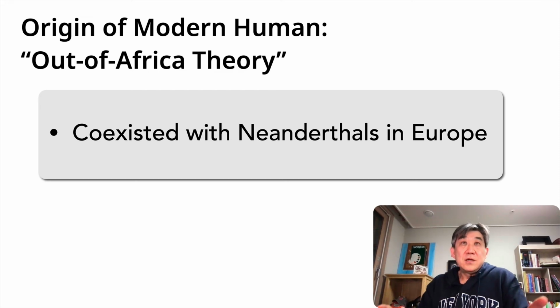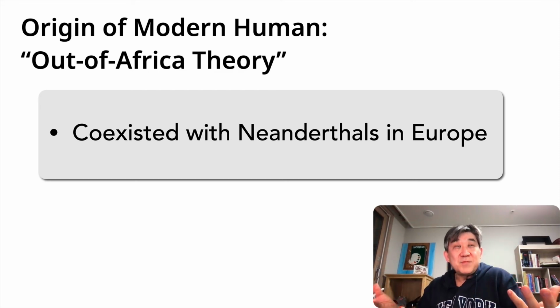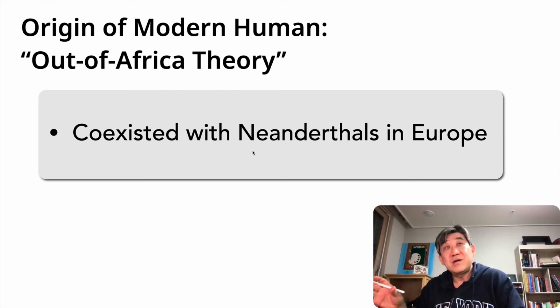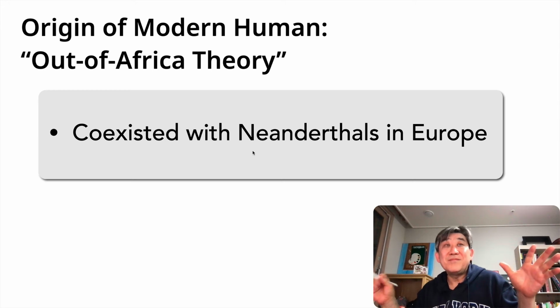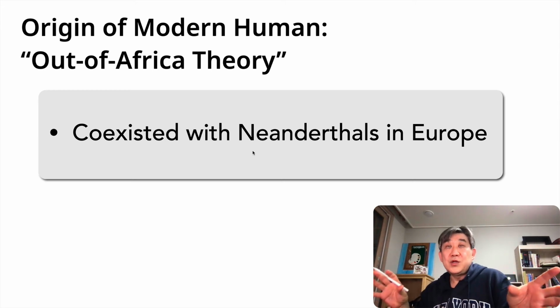So, in other words, especially in Europe and some of Asia, there might already have been existing Neanderthals there. So for a significant period of time, the new modern humans must have coexisted with the existing old residents, that is Neanderthals, especially in Europe.